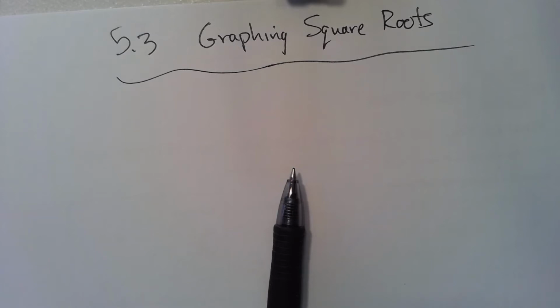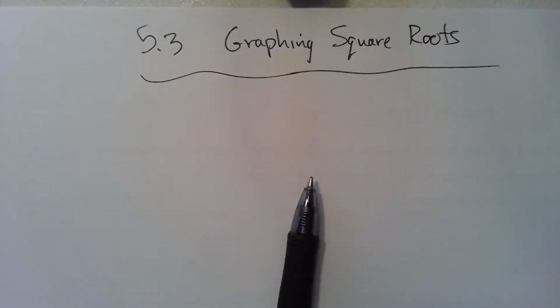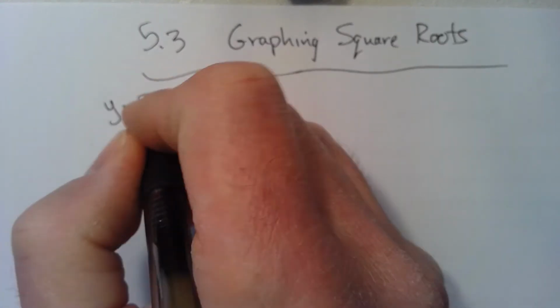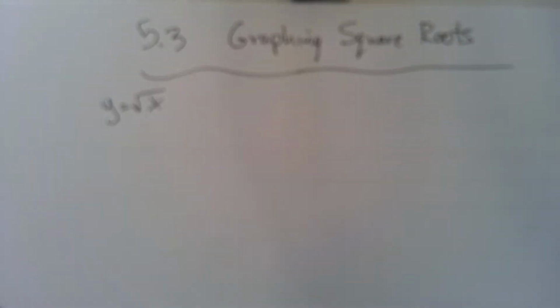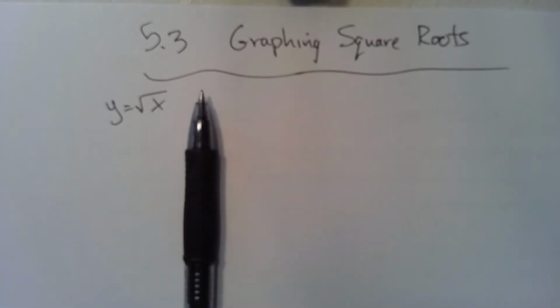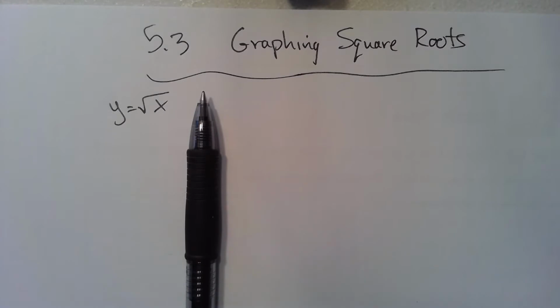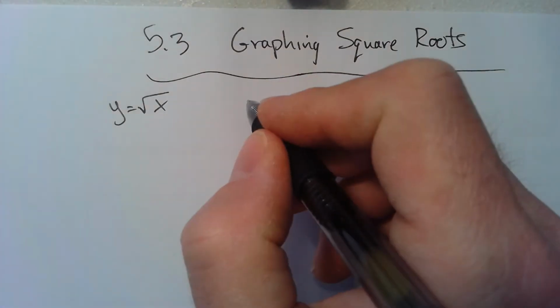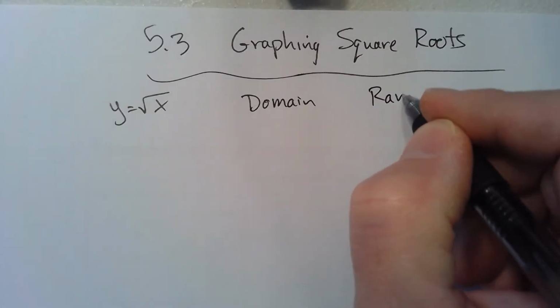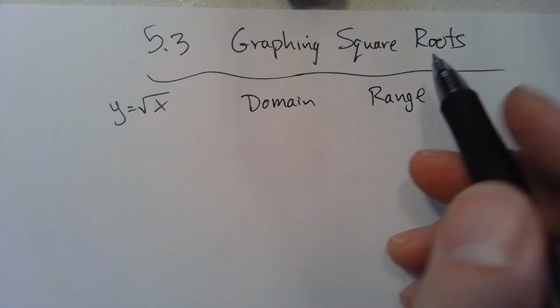Right, 5.3 is graphing square root. So if we wanted to look at y equals the square root of x, we'll have to be able to graph that. This is called the parent graph because it's the most basic graph you can make, y equals square root of x. If I wanted to find the domain of it and the range of it and make a sketch, those are three things that we'll have to do.